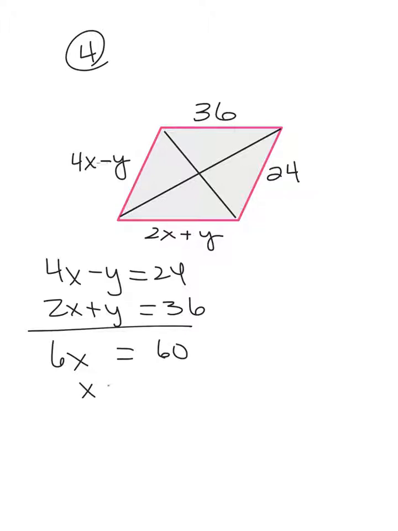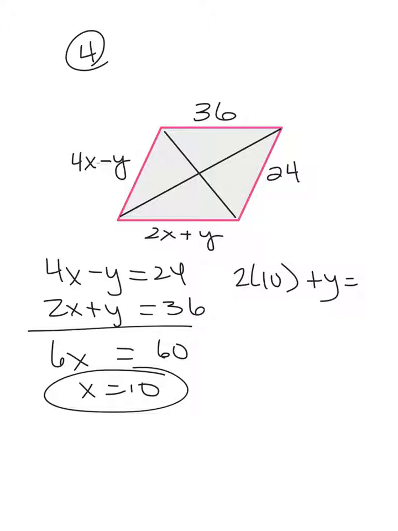So I know that the value for x is equal to 10. To find my value for y, I can substitute it into either equation. So if I take 2 times 10 plus y is equal to 36, that gives me 20 plus y is equal to 36, so y is equal to 16.